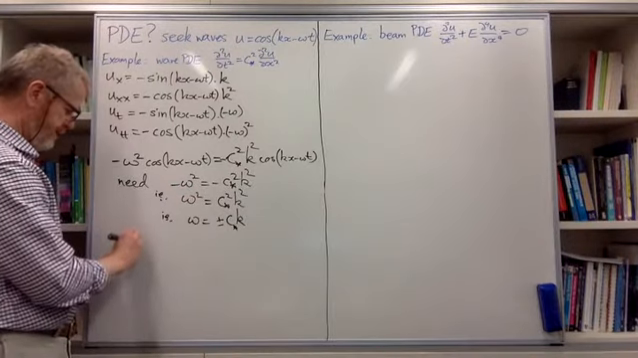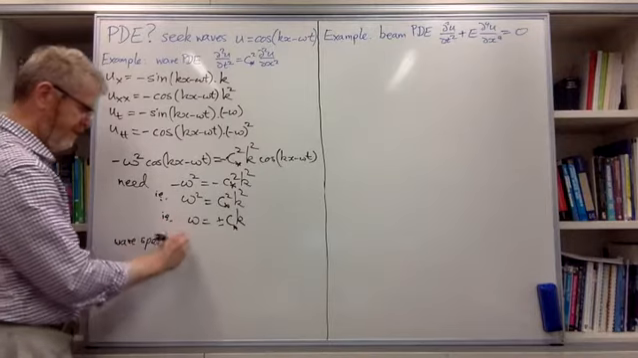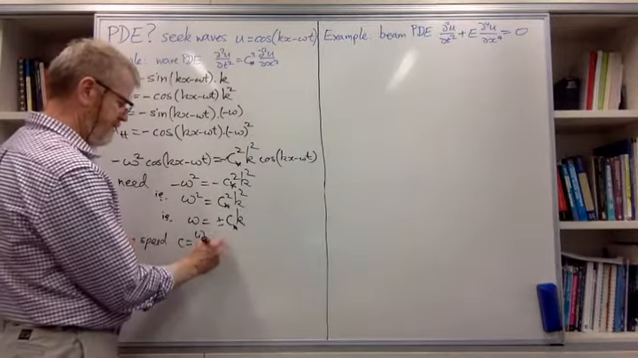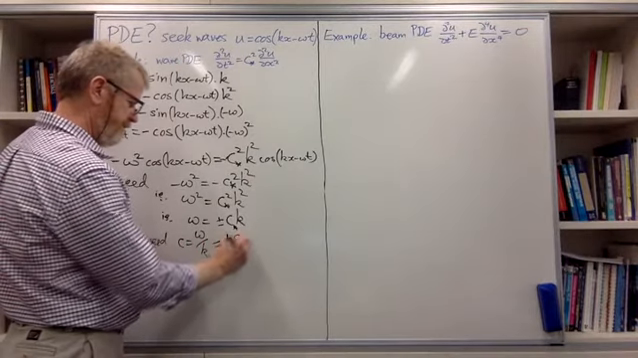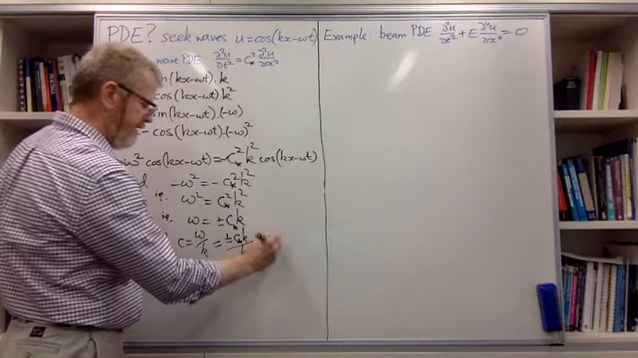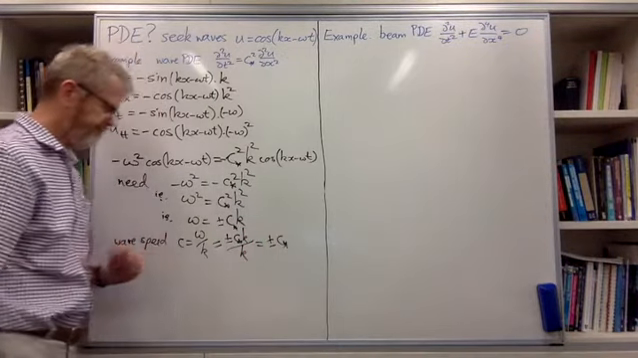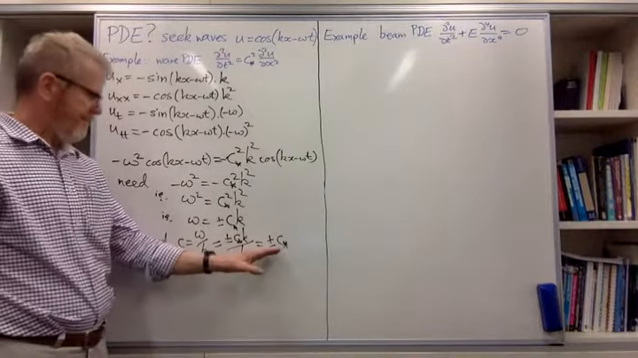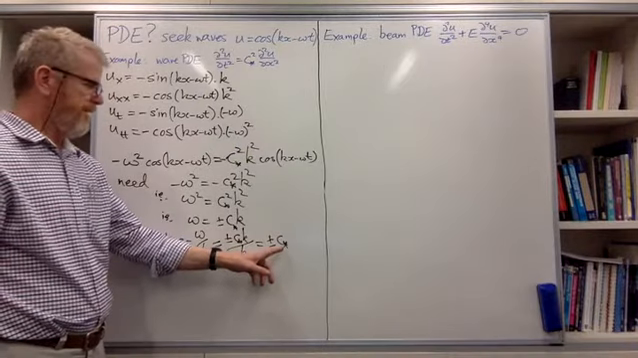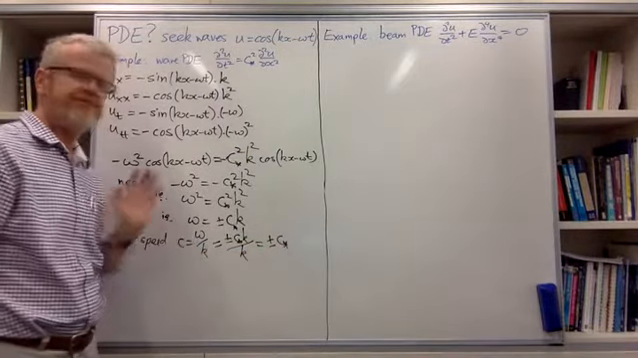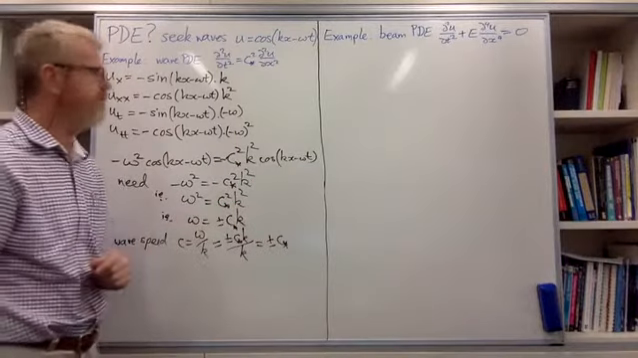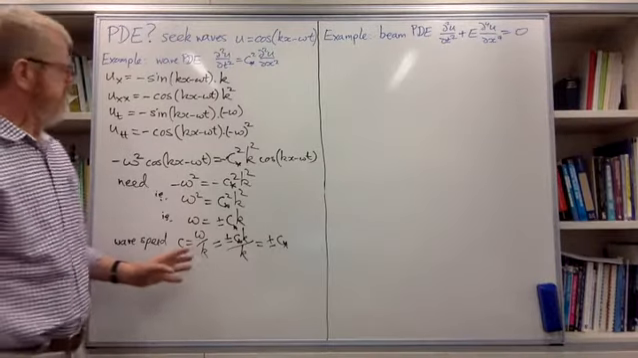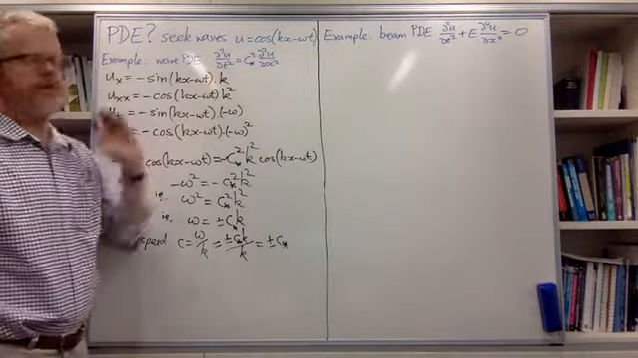So what about the wave speed? How fast do these waves travel? Well, remember that the wave speed c is the frequency divided by the wave number. So here that's plus or minus c star k divided by k, which is plus or minus c star. And as we saw from the d'Alembert solution, the wave speed of these waves is c star either to the right or to the left, depending upon the plus or the minus. Now, that's the simplest wave equation.